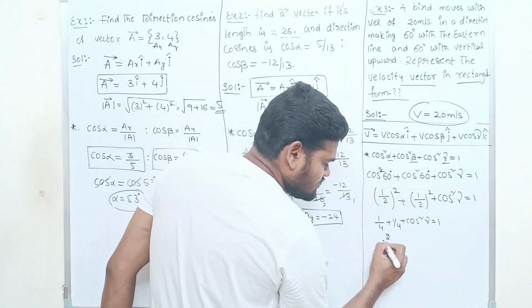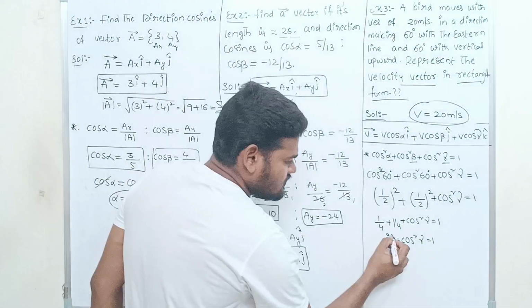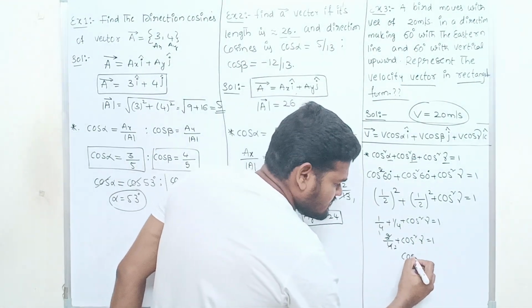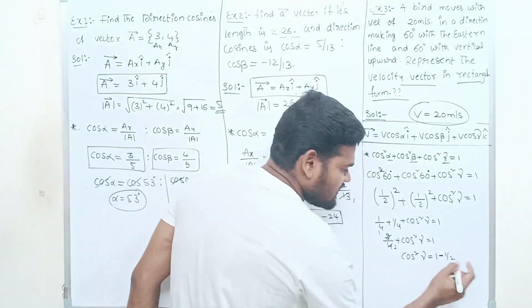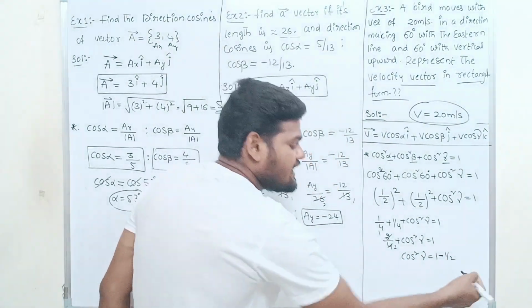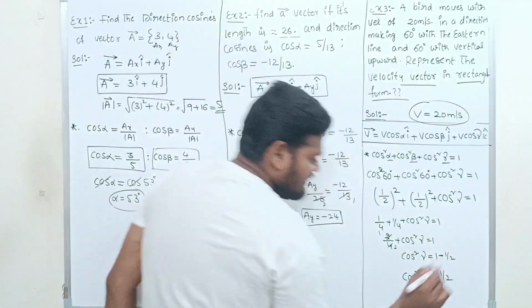So 1 plus 1, 2 by 4, plus cos square gamma is equal to 1. So 2 ones are 2, 2 twos are 4. So cos square gamma is equal to 1. If 1 by 2 goes to that side, it becomes minus 1 by 2. 1 minus 1 by 2, full minus half. You will get half. Cos square gamma is equal to 1 by 2.